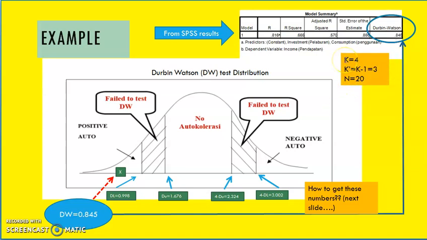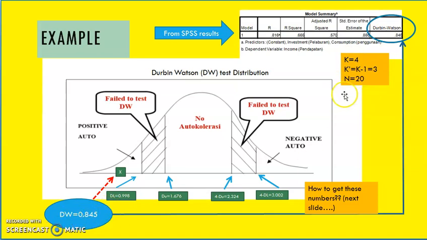Let's say that your K is 4, meaning that you have alpha 0, alpha 1, alpha 2, and alpha 3. So you have to minus 1, you have to minus the constant, so your K prime is 3. And in this situation, n is 20. So remember this information.